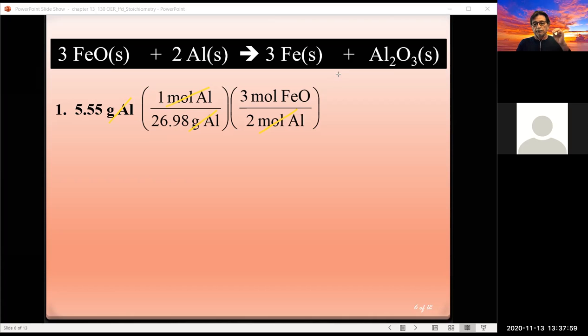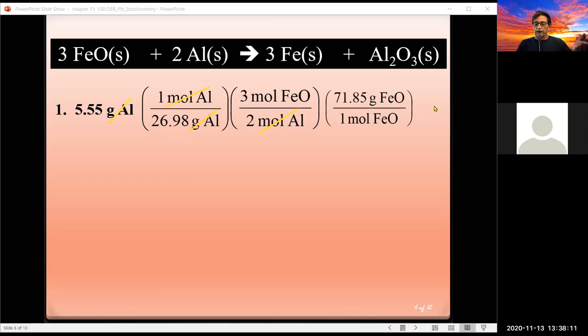So now at this point, I'm at moles of iron 2 oxide, which now I need one more conversion factor to get me to grams, because we're trying to calculate how many grams of iron 2 oxide I need if I start off with 5.5 grams of aluminum. And so now I need the molar mass of iron 2 oxide. And again, I'm keeping track of my units. Unit-wise, I am now at grams of iron 2 oxide, which is where I wanted to be.